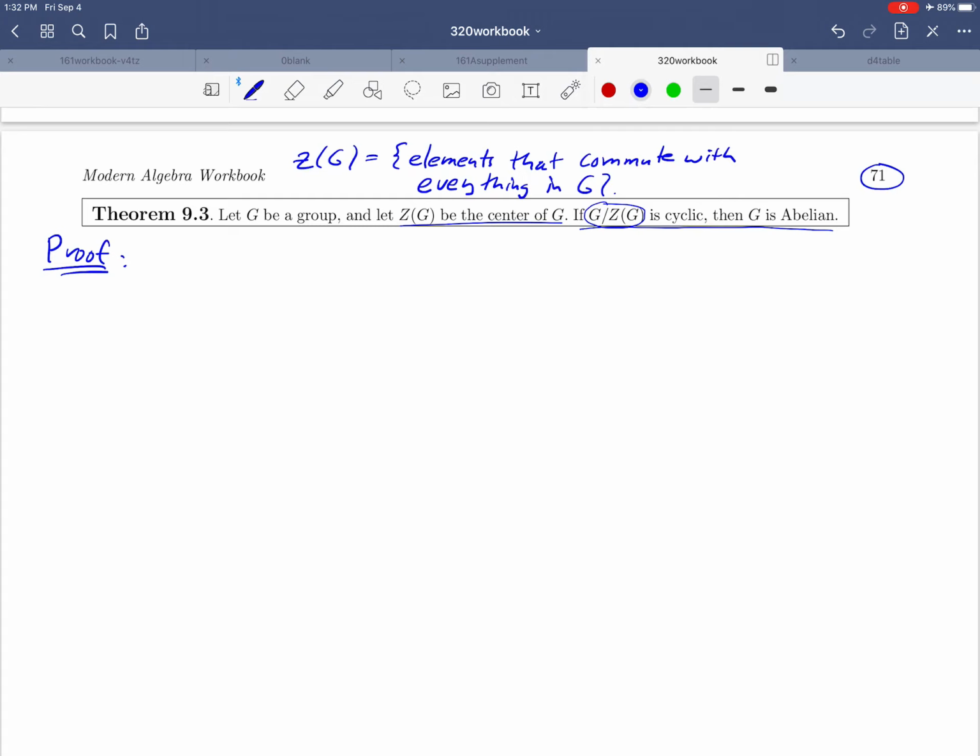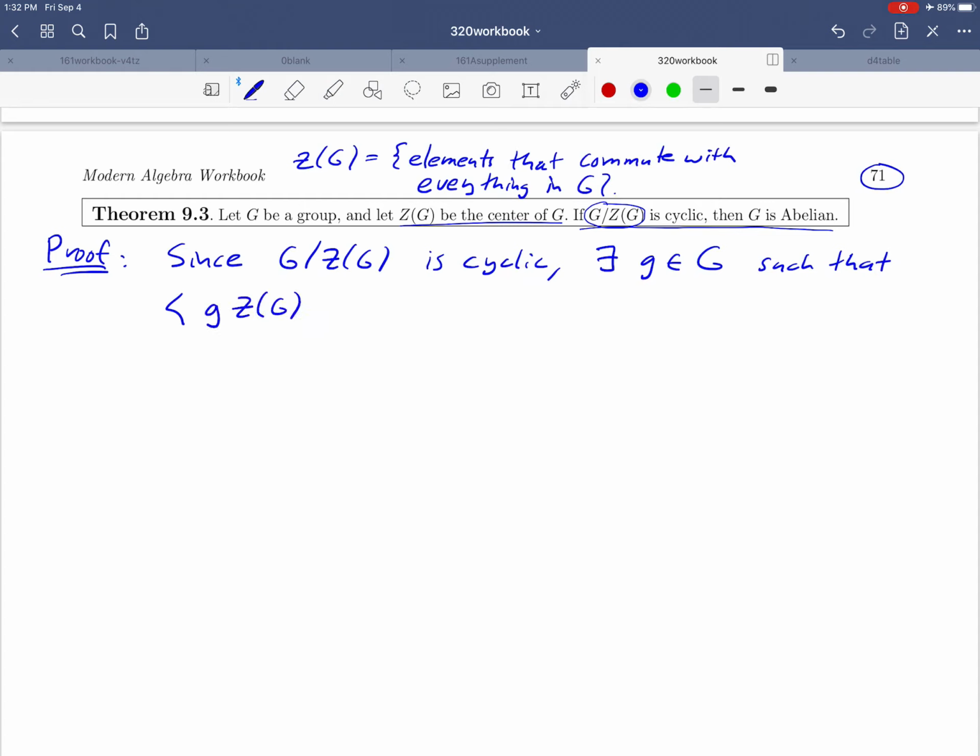So this is an if-then statement. We are assuming that G mod Z of G is cyclic. We'll take that as our if. Since we're assuming that it's cyclic, that just means that this factor group can be generated by one element. There's got to be a generator. One way of saying that is there's got to be a G in our group G such that if we look at all of the powers of the coset G times Z of G, we're going to have to get our entire factor group.